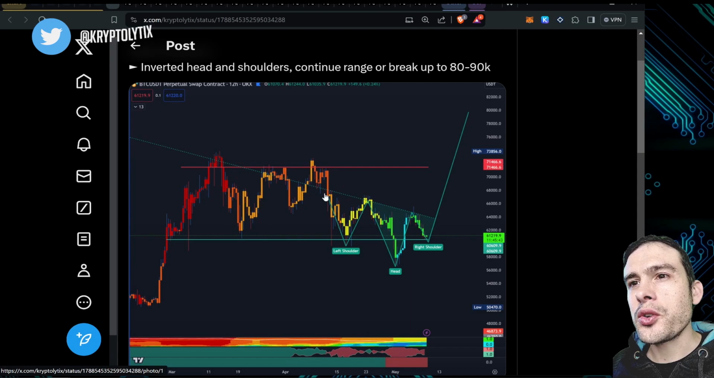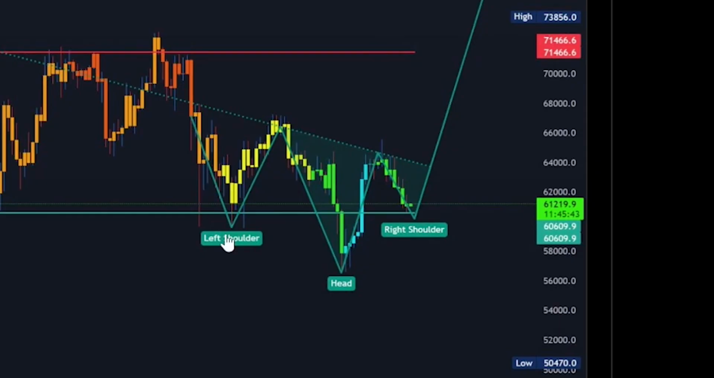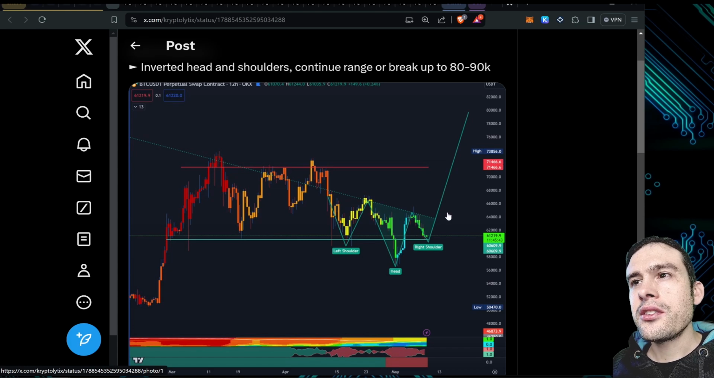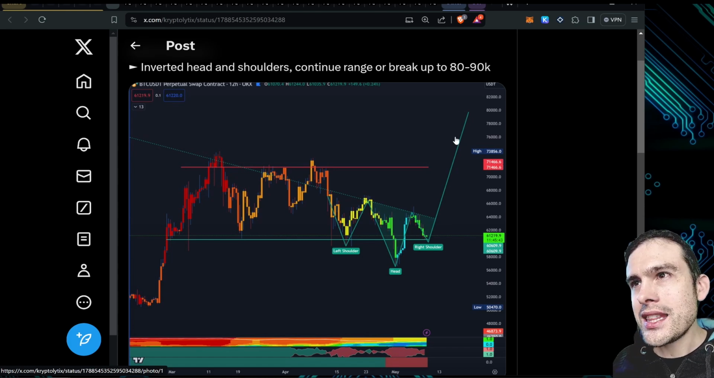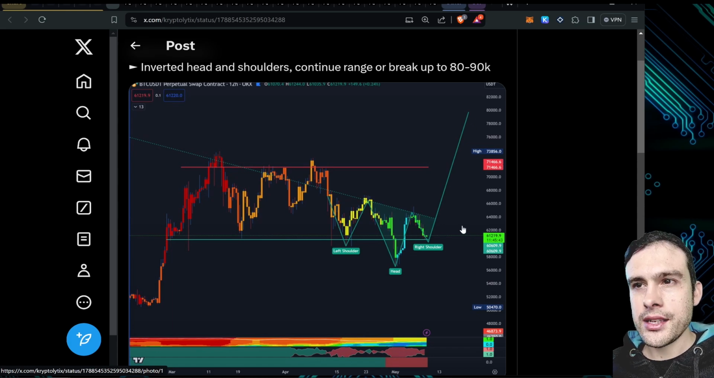So we are also creating an inverted head and shoulders. So that's your left shoulder there, that's your head, and that's your right shoulder there. So in terms of chart patterns, I don't really give too much to them, but I think that they're still good and people do look for them. I think you can use them in confluence with other things though. So that's why I think they're still worth noting.